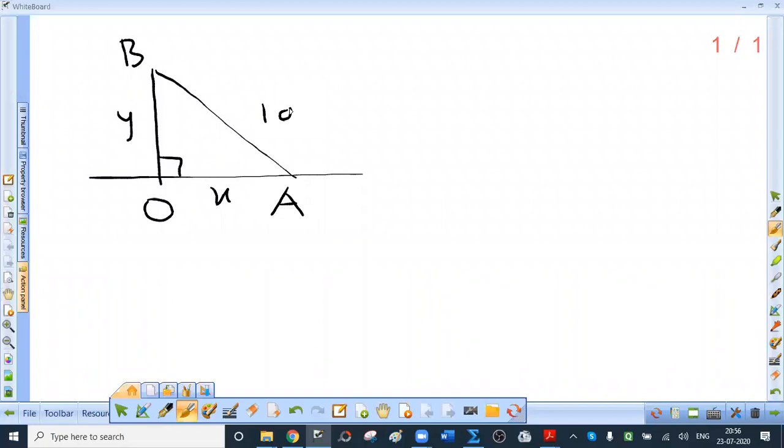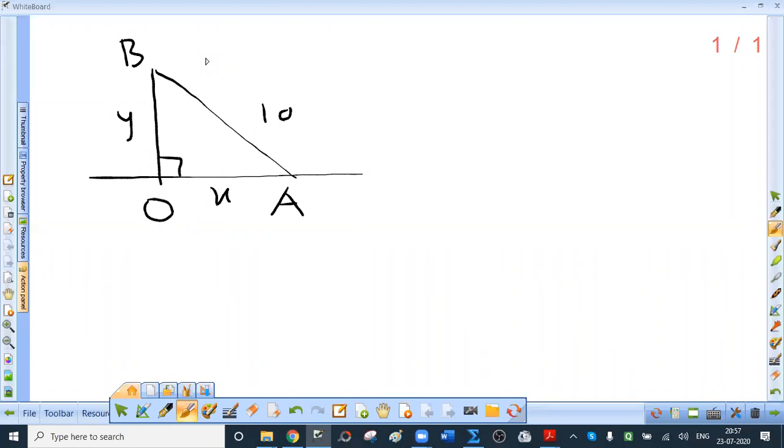See, I think this sum will be asked for 3 to 4 marks. So if you just do the calculations like x square plus y square is 100, so 2x dx dt plus 2y dy dt equal to 0, therefore you won't get full marks for that. You have to draw the diagram first. Okay. Now write down.